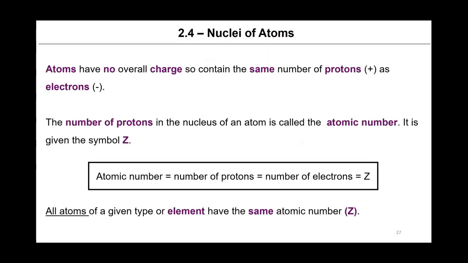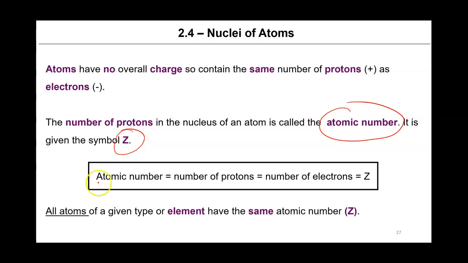It's important to realize that atoms have no overall electrical charge. So for this reason, they contain the same number of protons, which are positively charged, as electrons, which are negatively charged. The number of protons that's found in the nucleus of an atom is called its atomic number. And we give the atomic number the abbreviation Z.